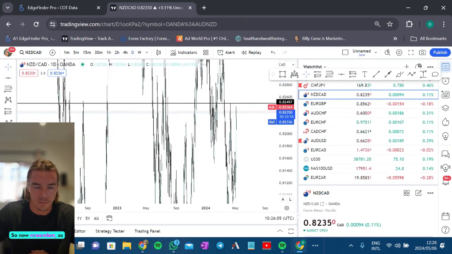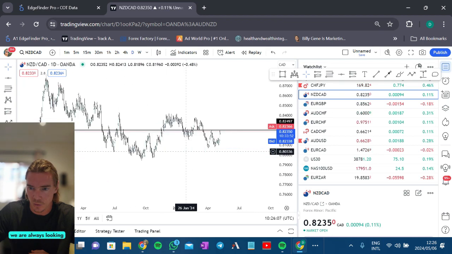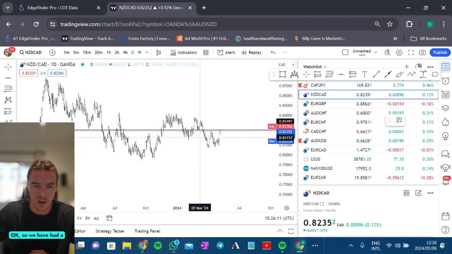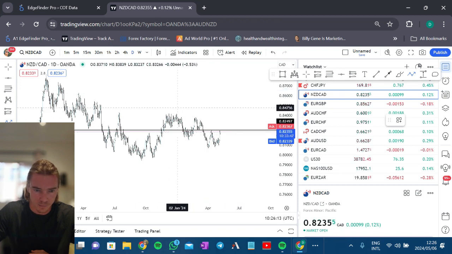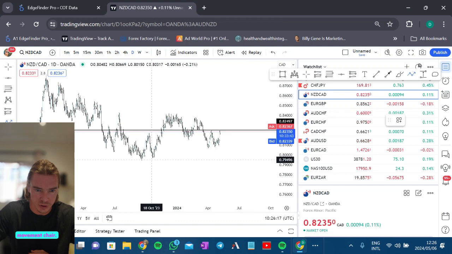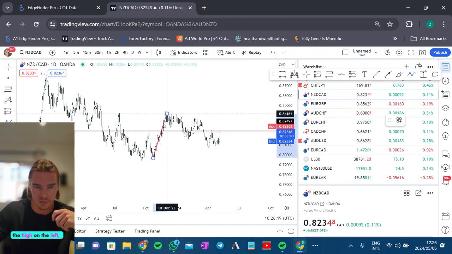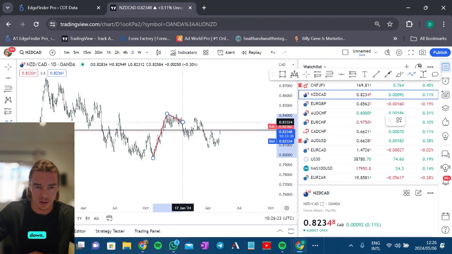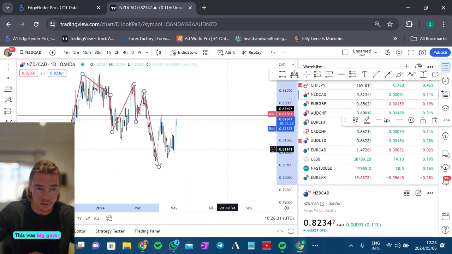So now, remember, as I said earlier, guys, we are always looking for what is the best possibility here. Okay, so we have had a higher low concept here. We've had a movement here. This actually didn't break the high on the left, so we don't consider it. Then we've had a movement there, and then it broke down, it came back up, it went down, it came back up, it went back down, and then it broke a very, very significant area. This was big, guys. That's a big break.